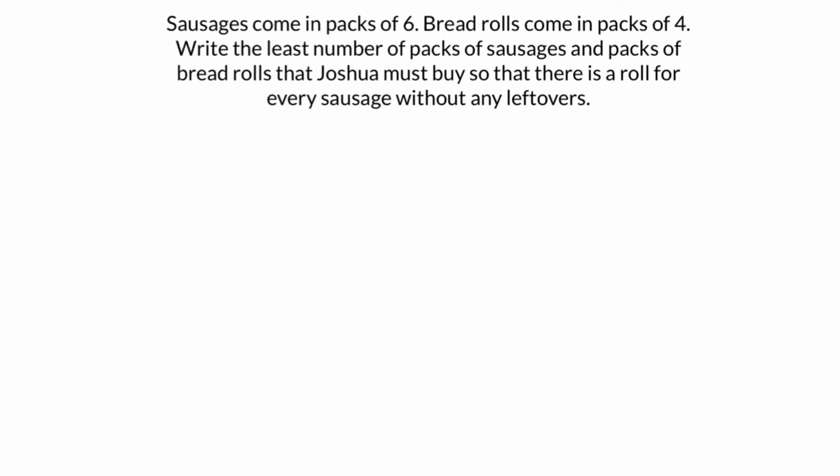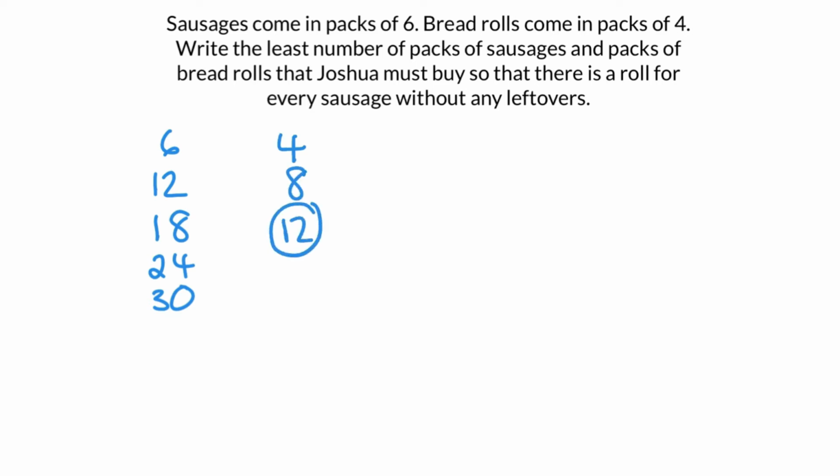So let's start with the 6 times table. We've got 1 times 6 is 6, 2 6s are 12, 3 6s are 18, 4 6s are 24, 5 6s are 30. We'll stop there, we can add some more multiples if we need to. So let's do our 4 times table. We've got 1 4 is 4, 2 4s are 8, 3 4s are 12. Now 12 is the first number that features in both lists, so this is our lowest common multiple.